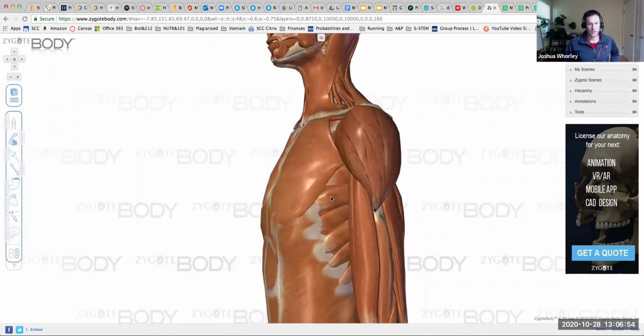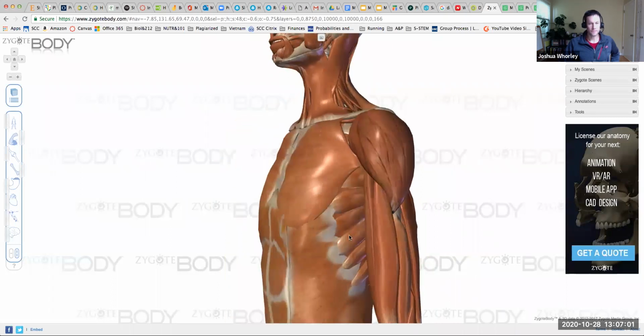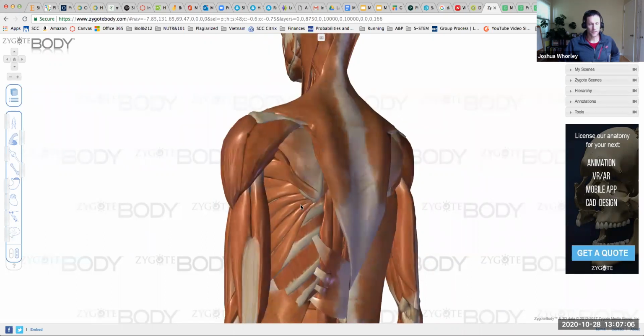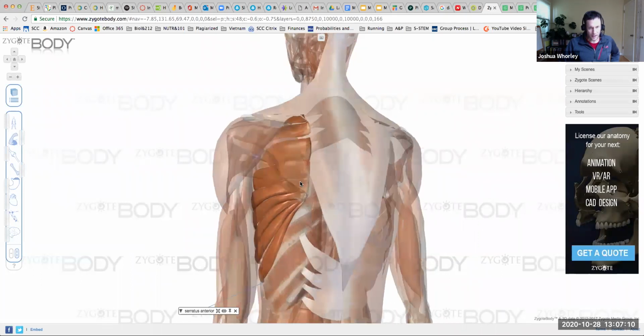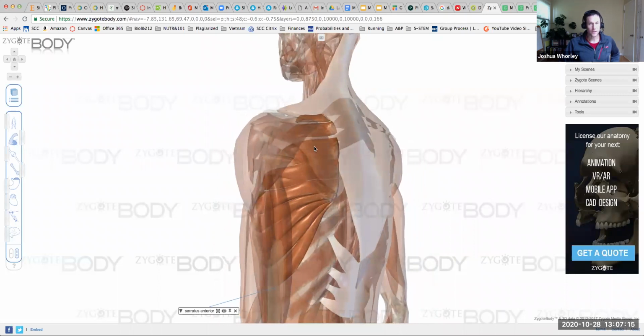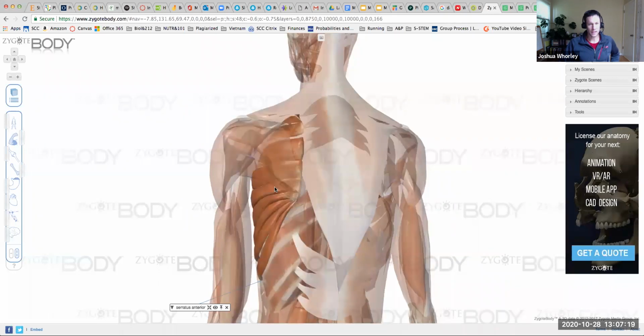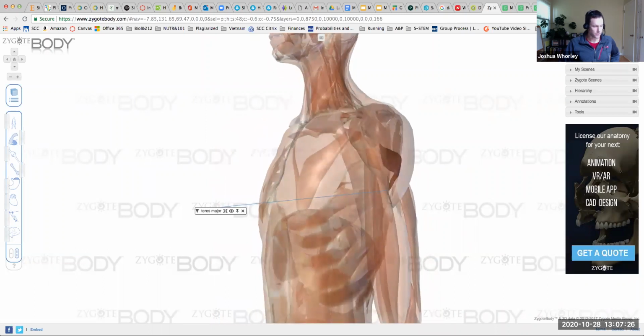So here's our serratus anterior. All of these are serratus anterior. They're originating on these ribs, and then they're inserting on the scapula, and this is trying to show you that they're inserting on the anterior portion of the scapula. So they're not wrapping around the back of the scapula. They're actually inserting on the anterior side and on the medial margin of the anterior side. So we'll take a look at those too.